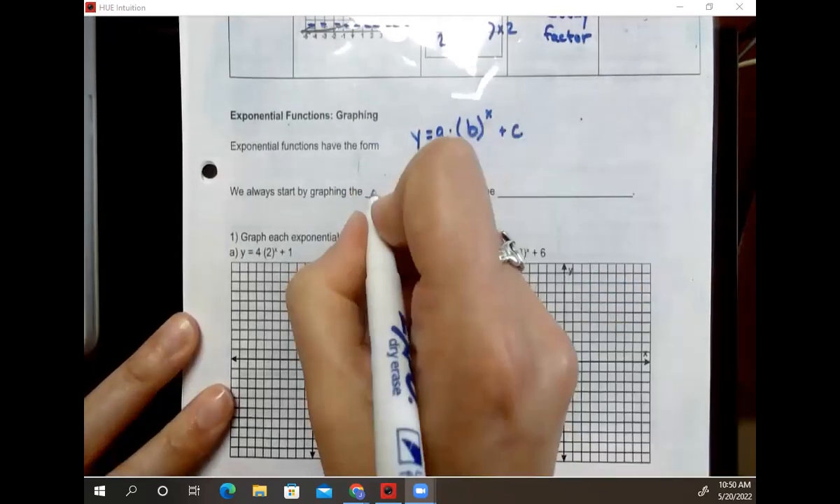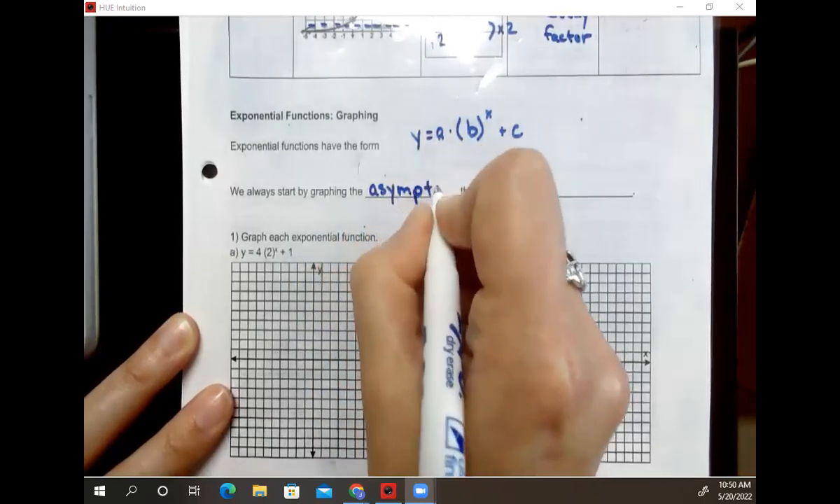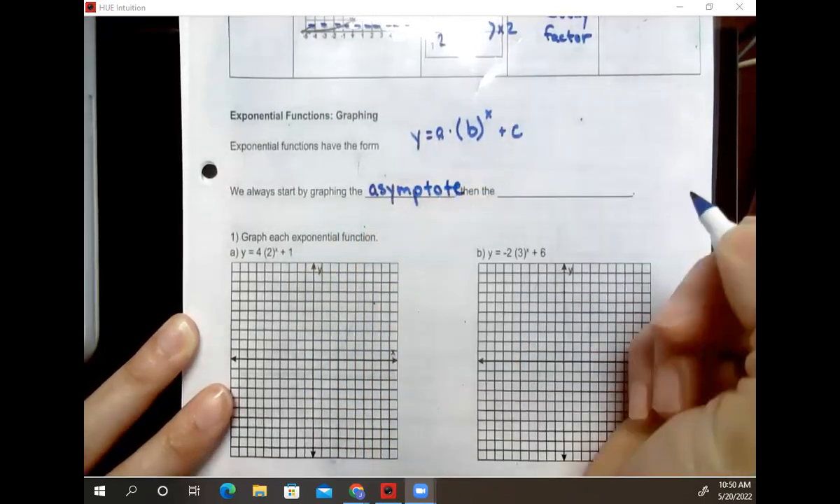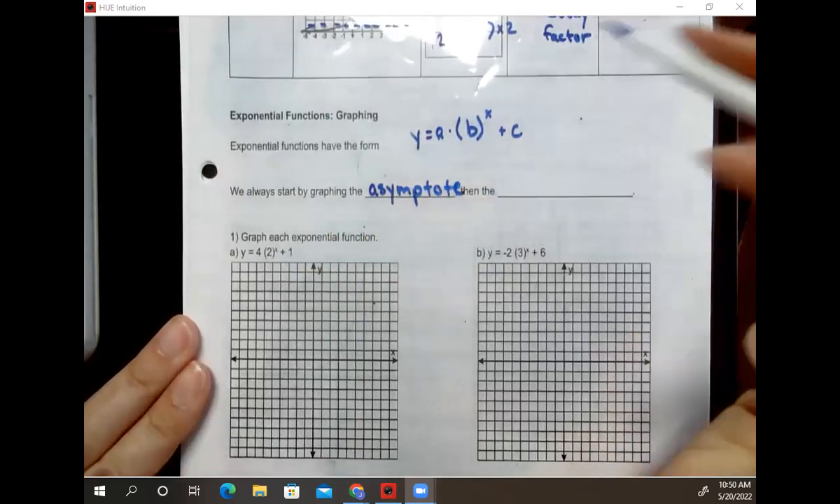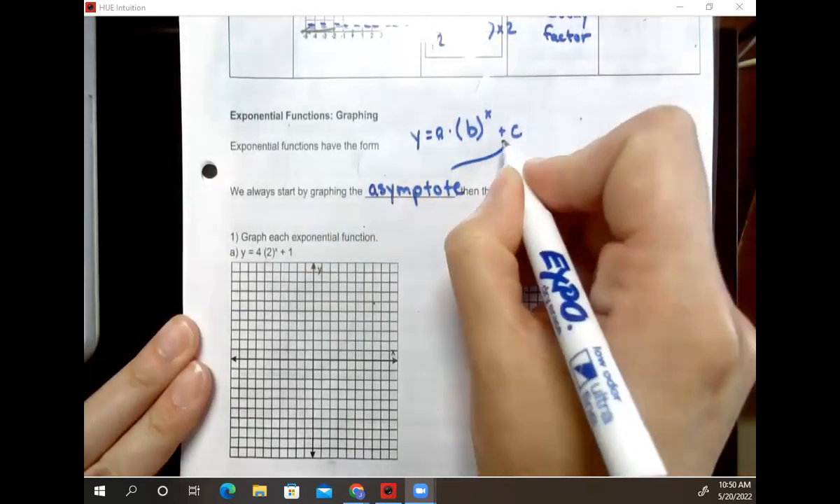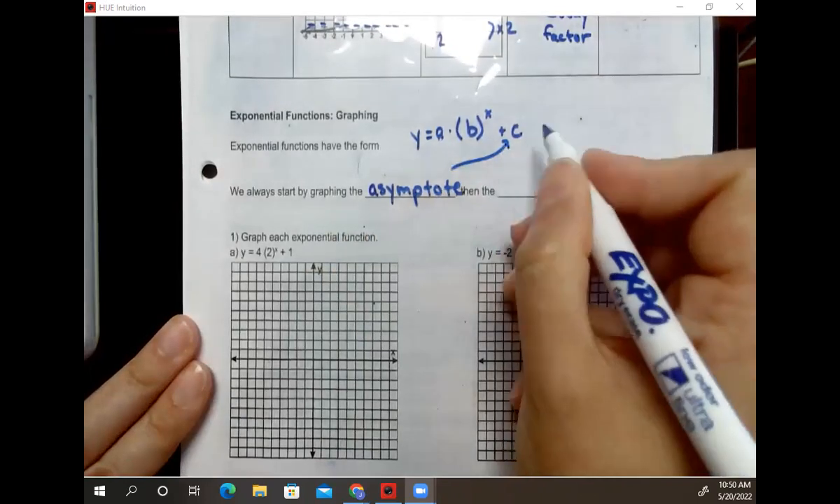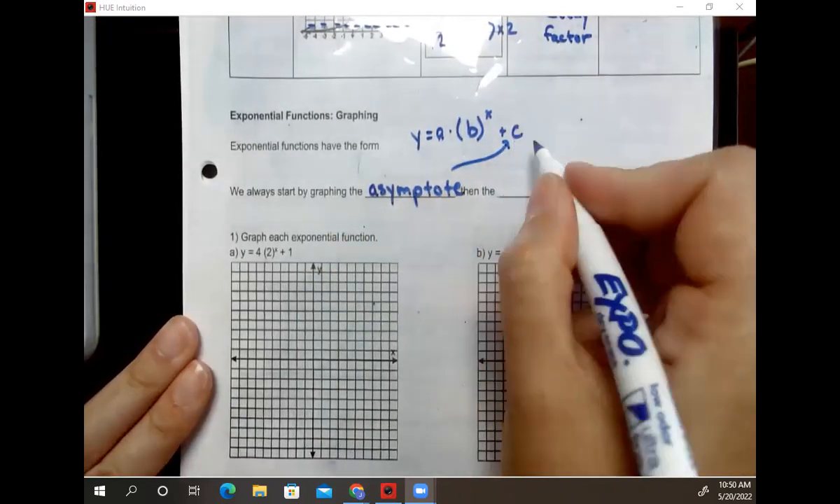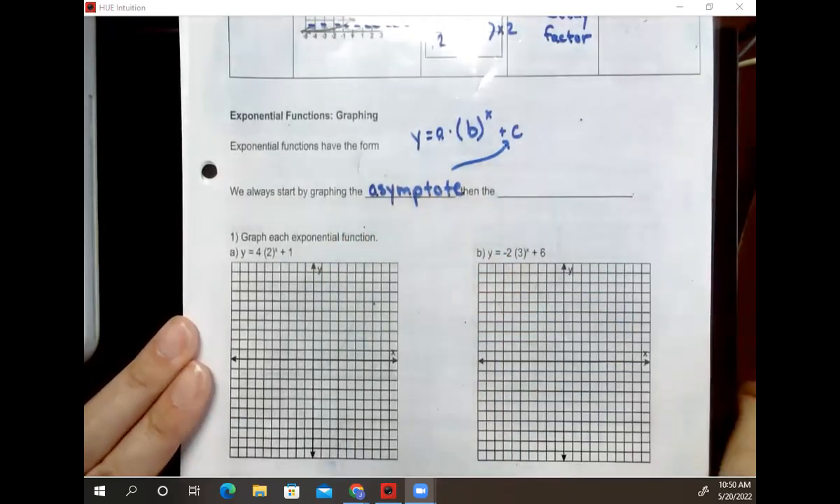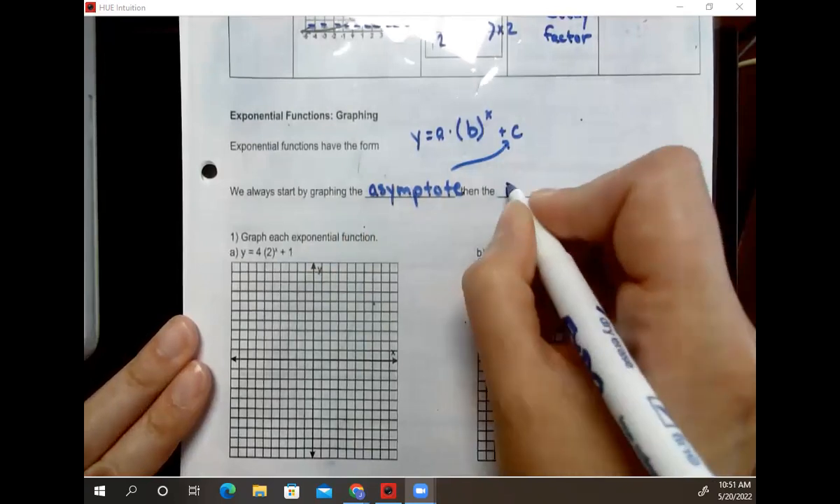So I always start by graphing the asymptote of my function. That sort of boundary line, that force field line. And that comes from the number at the end of my function. If I don't see anything here, that means that it's 0. But if I see +2 or -7, that's where I'm going to put my asymptote. And then the next thing I want to graph is the initial value.